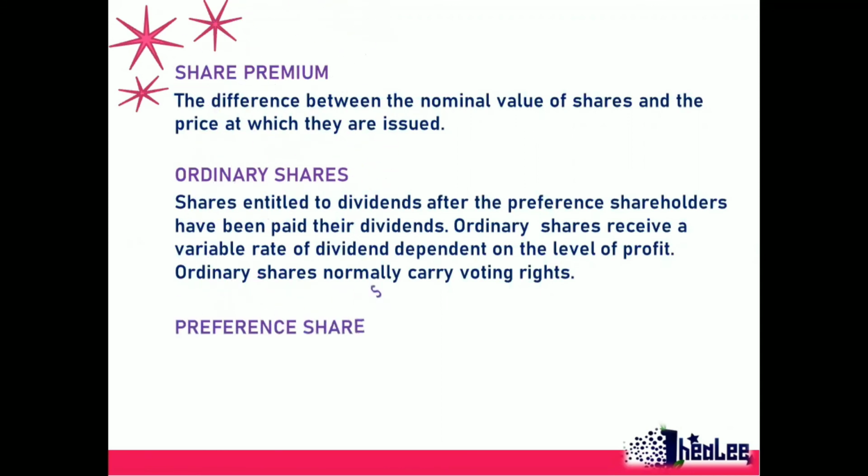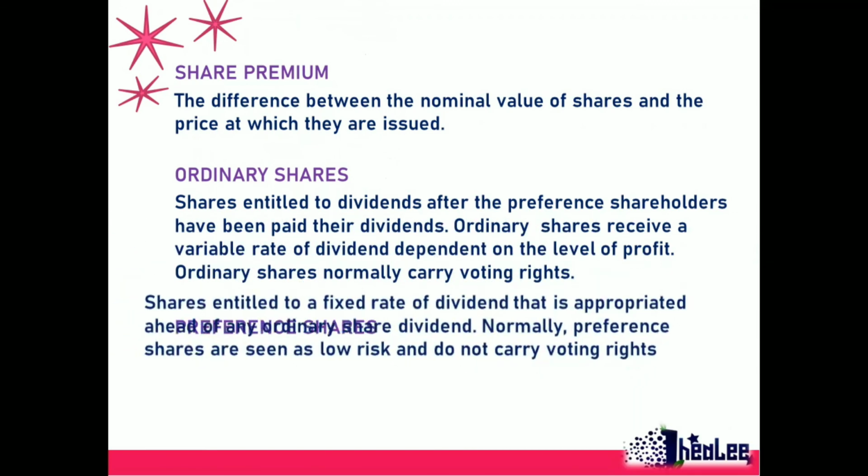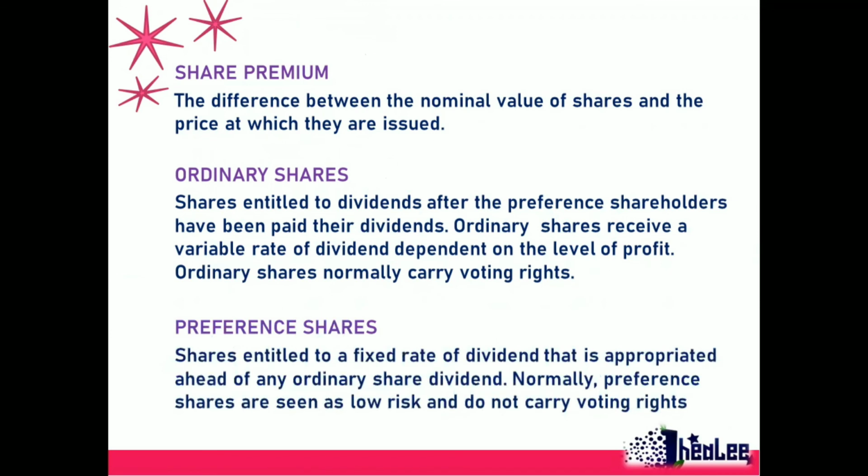Next is the preference shareholders, and this would be our final term. And the preference shareholders, they are entitled to a fixed rate of dividend that is appropriated ahead of ordinary share dividend. Normally, preference shares are seen as low risk and do not carry voting rights. Low risk in the fact that once you purchase preference shares, it's almost likely that you're going to get your dividend.